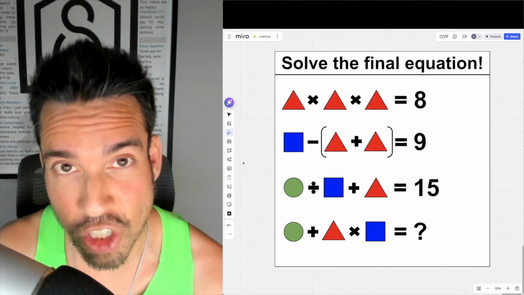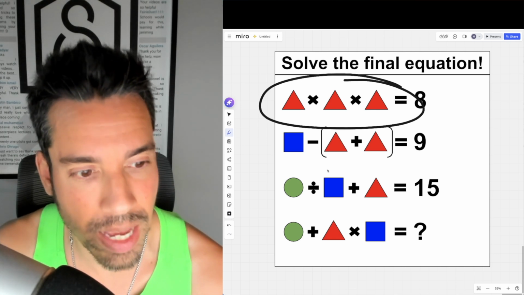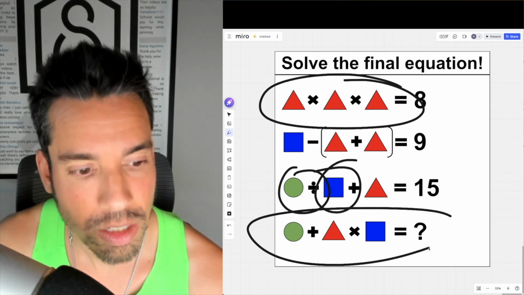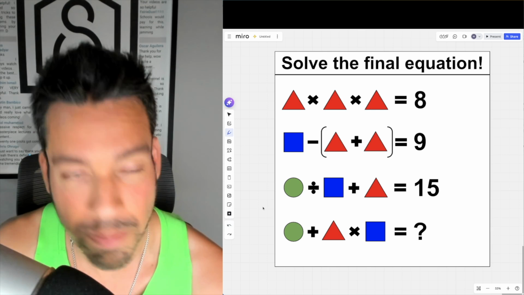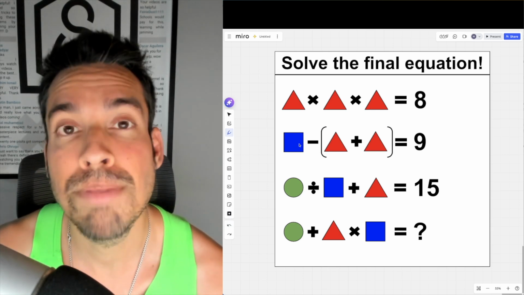In this one, the question is as follows. Solve the final equation. So you've got to figure out the values of all these different shapes to solve this one down here. Hit that pause button and see if you can figure it out. When you're ready, hit play, and I'll give you the explanation.